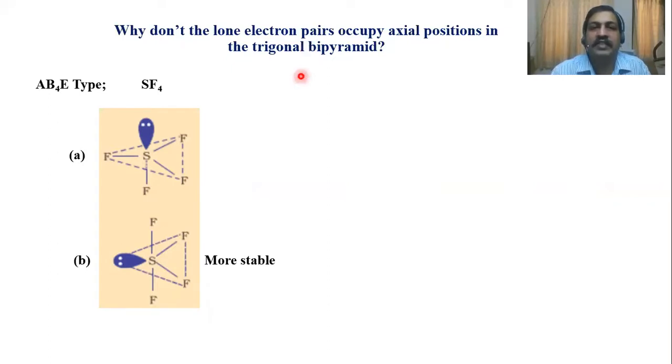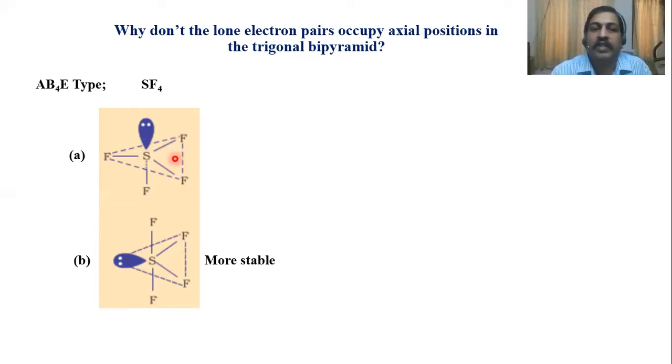First let us consider the AB4E type molecule. Example, sulfur tetrafluoride. There is one lone electron pair on the sulfur atom, so we have two possibilities. In structure A, the lone electron pair occupies axial position. When the lone electron pair is in axial position, it is perpendicular to three bonds. Perpendicular means the angle is 90 degrees, and 90 degrees is small enough to cause high repulsions.